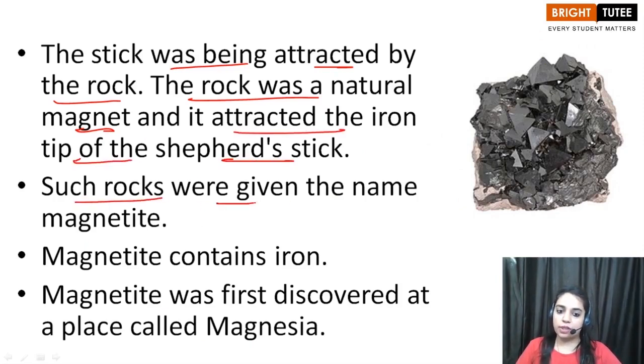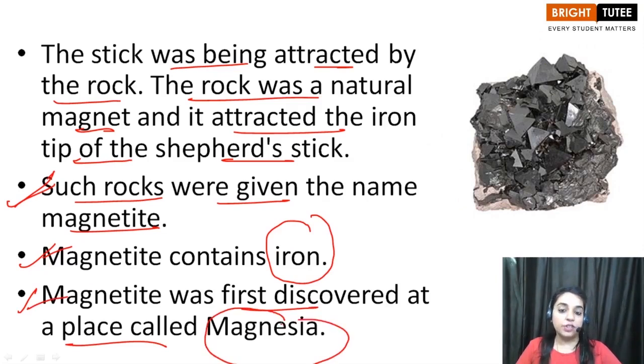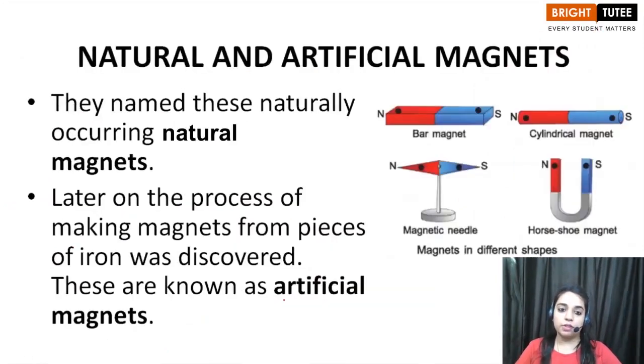Such rocks were given the name magnetite, and these magnetite contain, children, iron. The component of magnetite is iron. Then magnetite was first discovered at a place called Magnesia. Children, you have to remember each and every detail. Just pay attention and listen to it like a story. Okay, and then you won't be forgetting it.